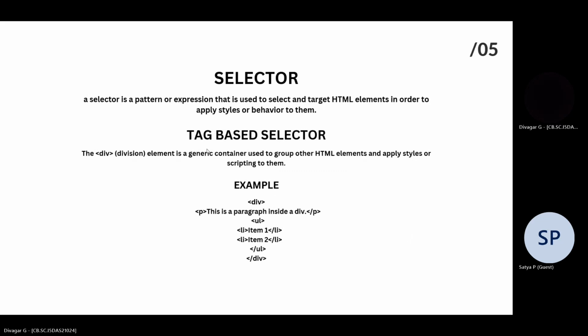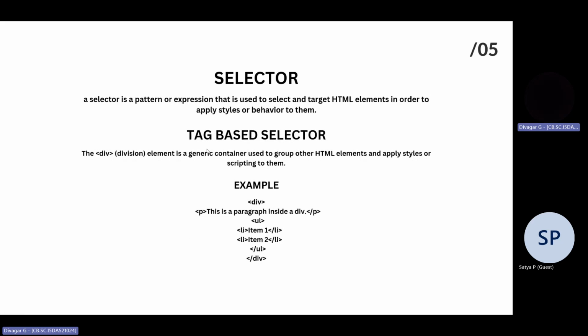Next is tags. So this is tag based selectors. Tag means there are two tags: one is div, and another one is span. So div is the division tag. This division tag will act as a container.